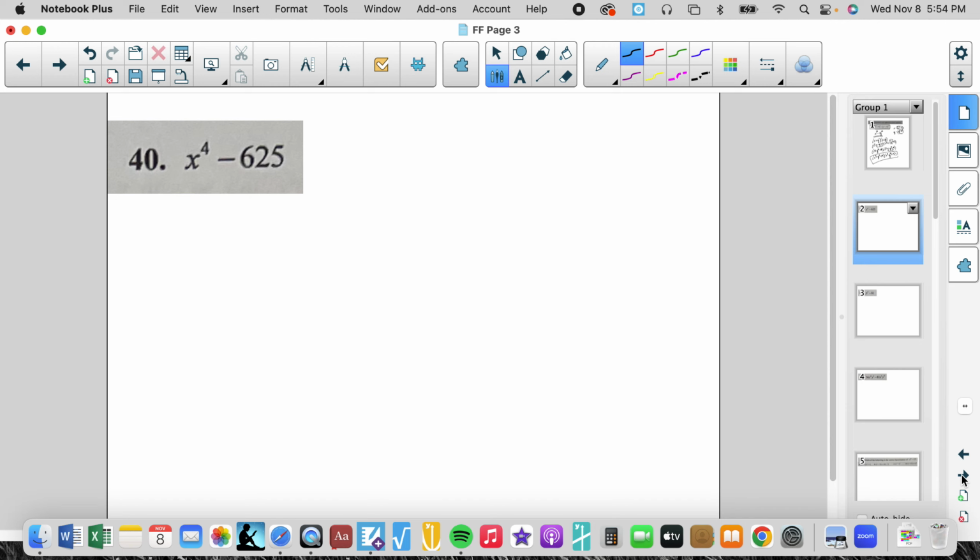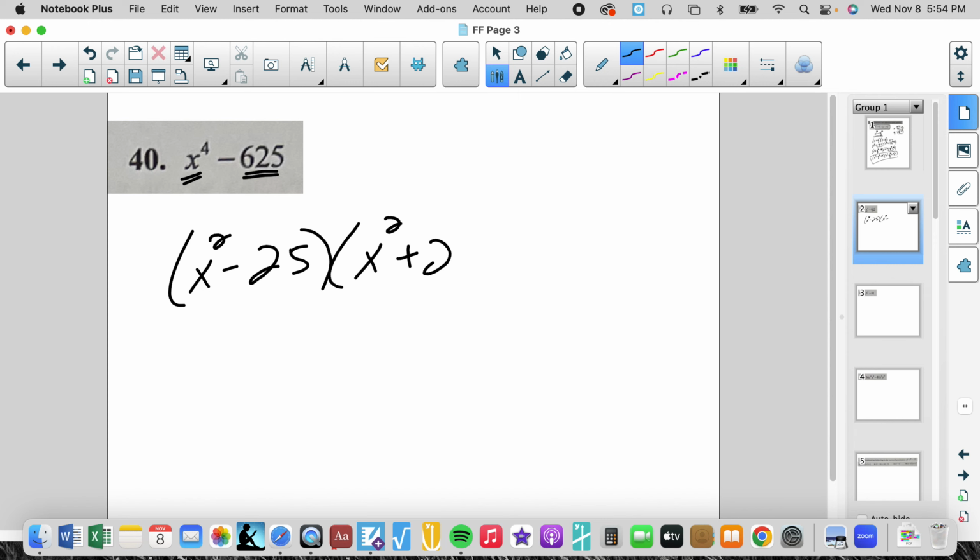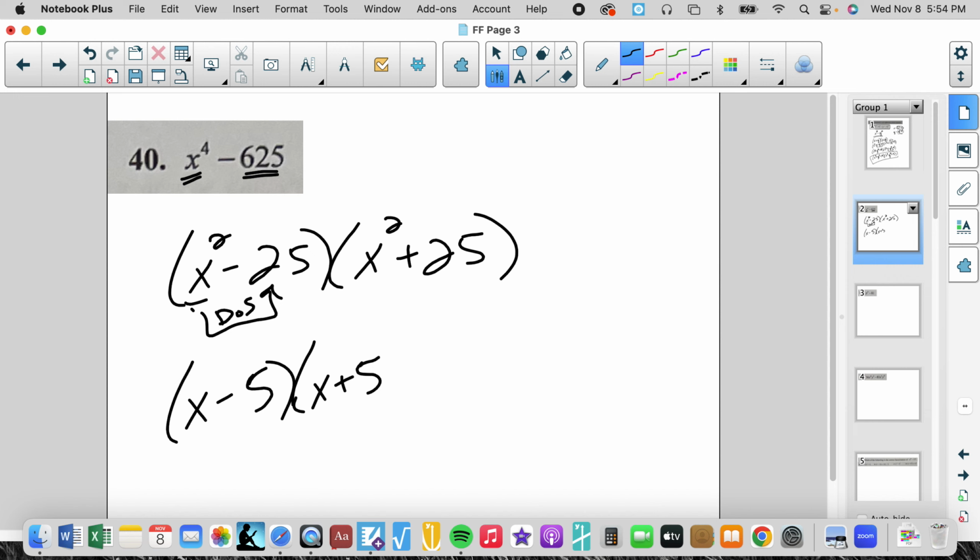Okay, now we get into the tricky part where we take the square root of both of these numbers. Square root of x to the fourth gives me x squared, minus 25. Square root of 625 is 25, and you get x squared plus 25. Most students would stop there. They think, oh, difference of squares, I did it. But did you notice that you have another difference of squares here? So this is x minus 5, x plus 5. And then this one cannot be factored.